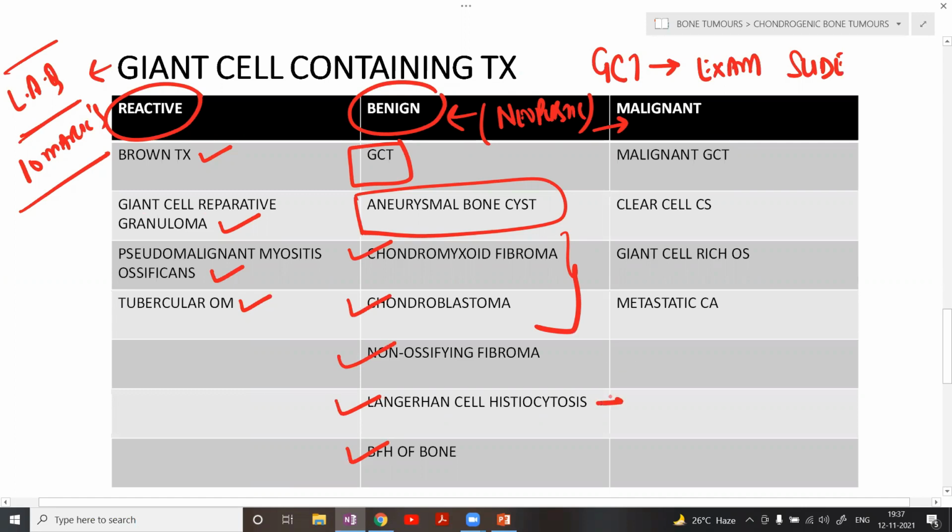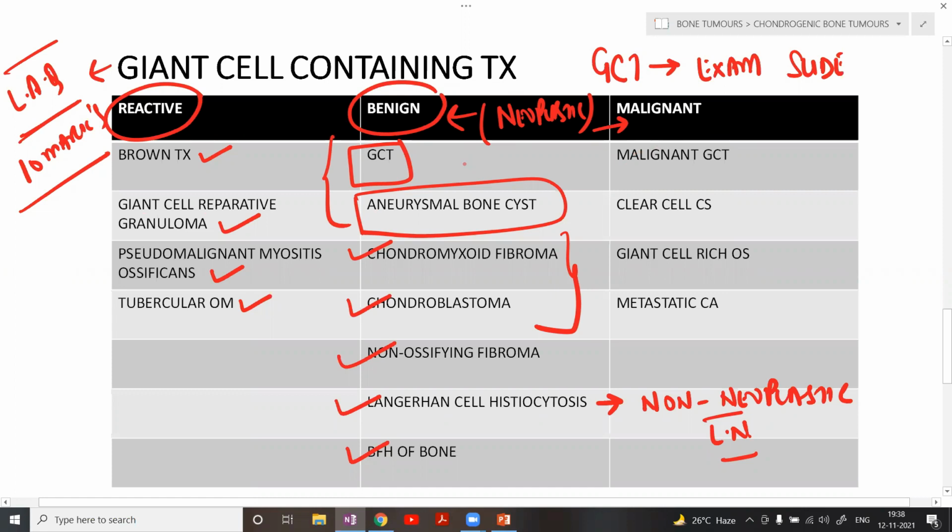And we have also discussed this particular entity in lymphomas when we were reading about non-neoplastic lesions, non-neoplastic lymph node lesions. We have already covered the part on Langerhans cell histiocytosis. So today we are not only going to discuss the tumors of unknown origin, but also understand the giant cell containing tumors. First we are going to read about GCT and aneurysmal bone cyst in detail.